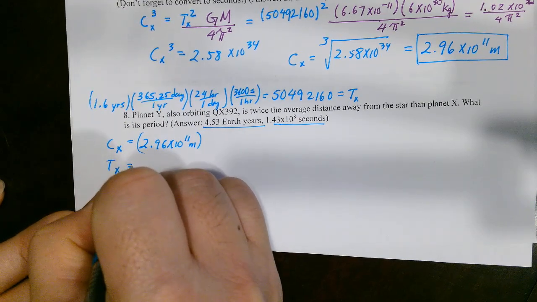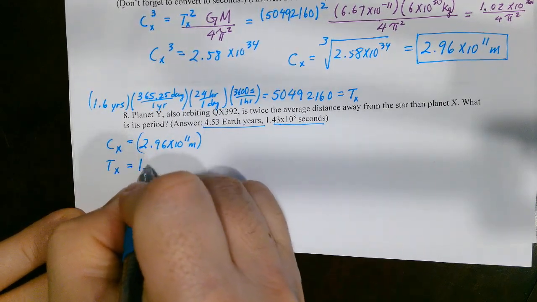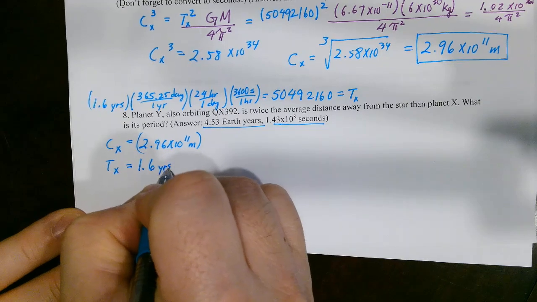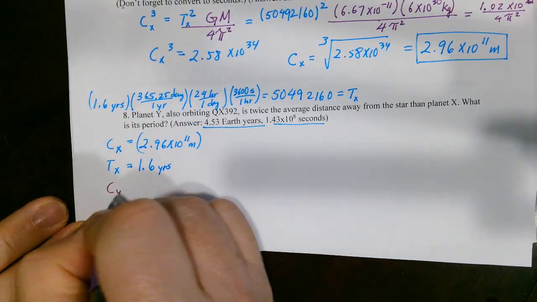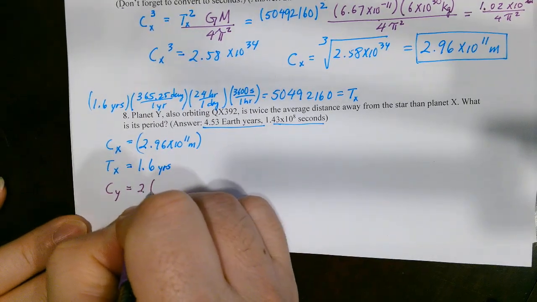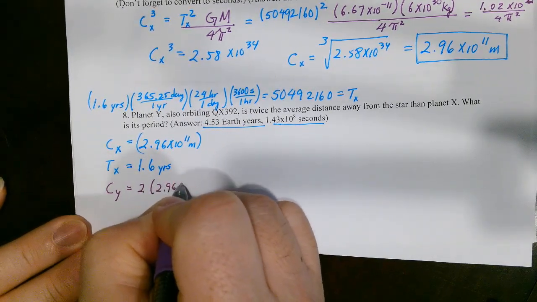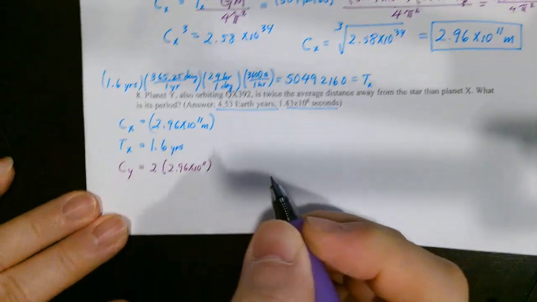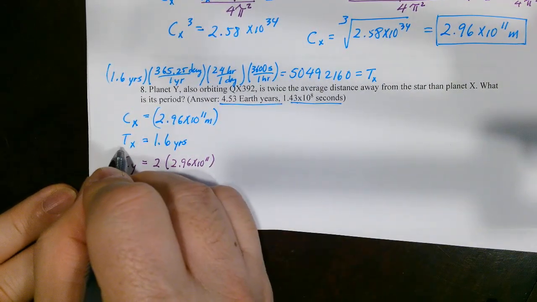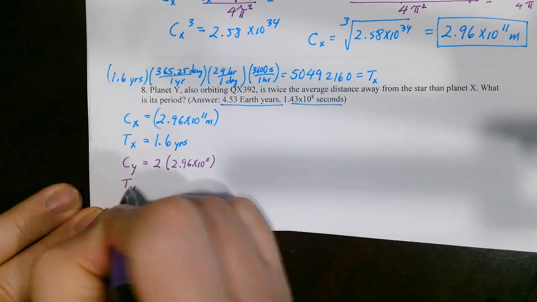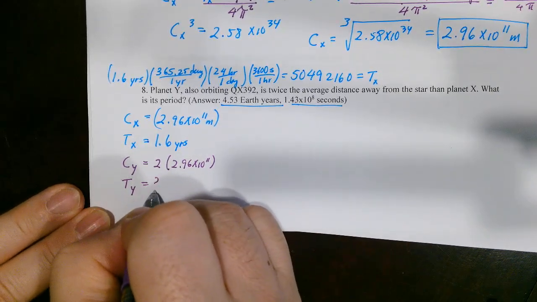tx is equal to 1.6 years. Then cy is equal to 2 times 2.96 times 10 to the 11th. Divide that by, well, ty is what you're looking for.